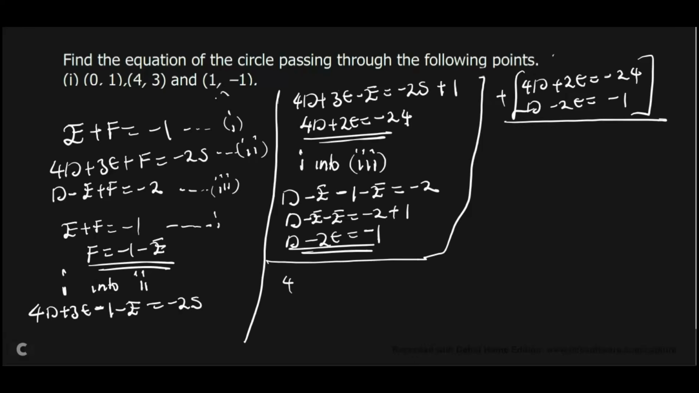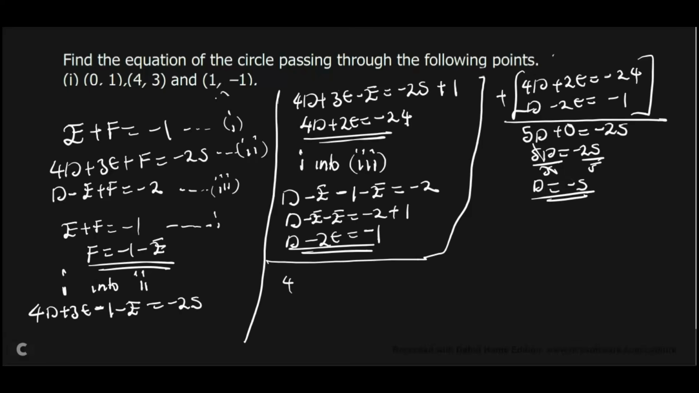So this is 4D plus D. What's the answer? 5D. Then that's 0. Then what's the answer there? It is negative 25. Such that we have 5D equal to negative 25, over 5, over 5. Then your D in this situation is negative 5.